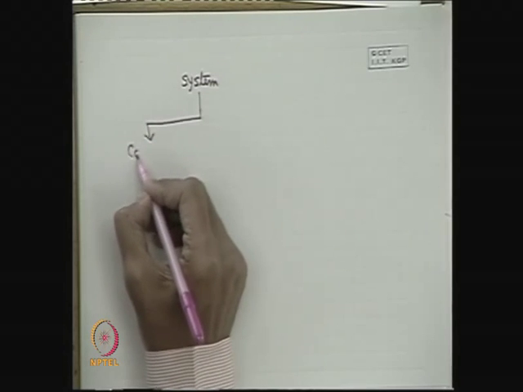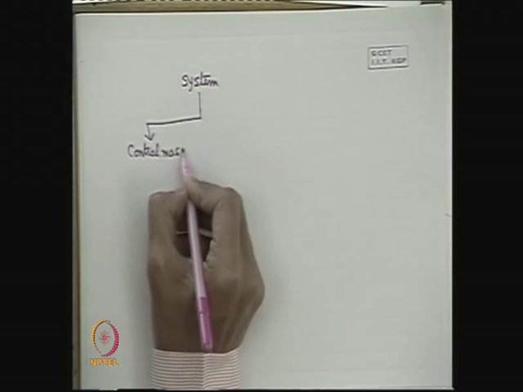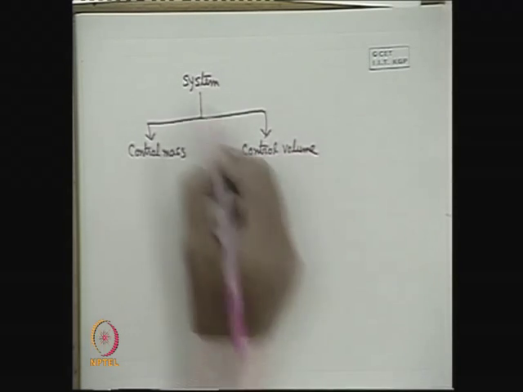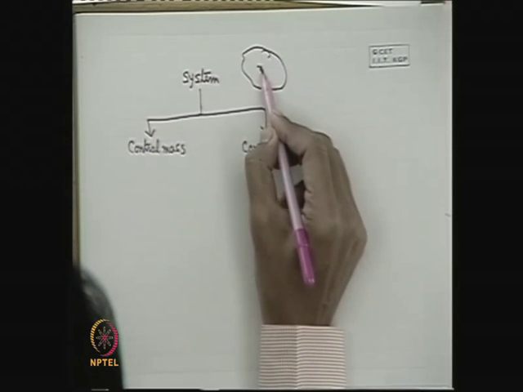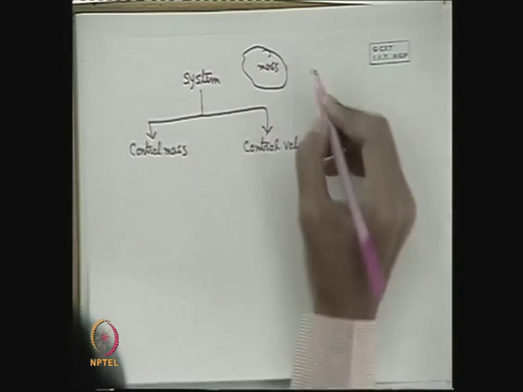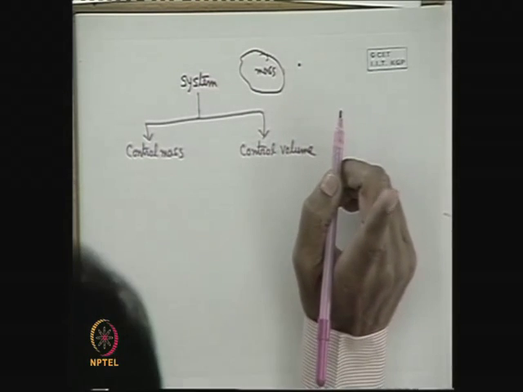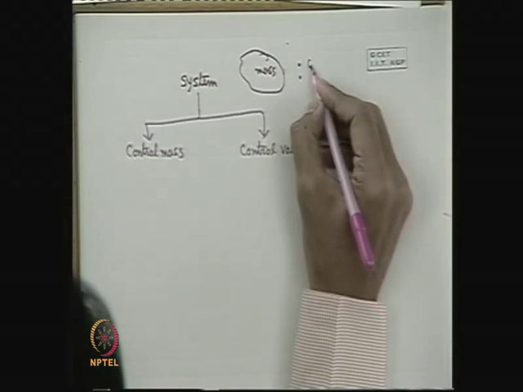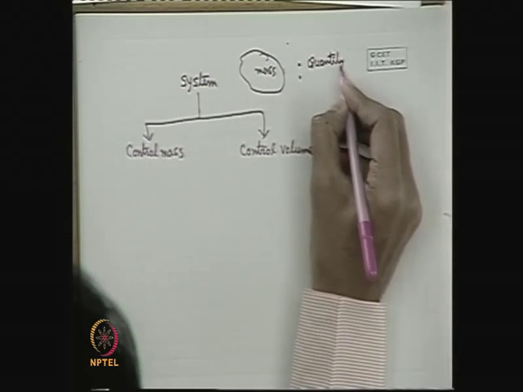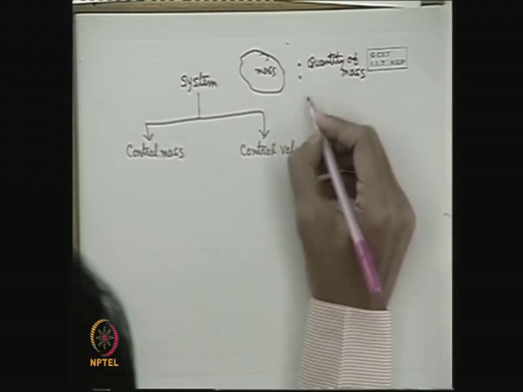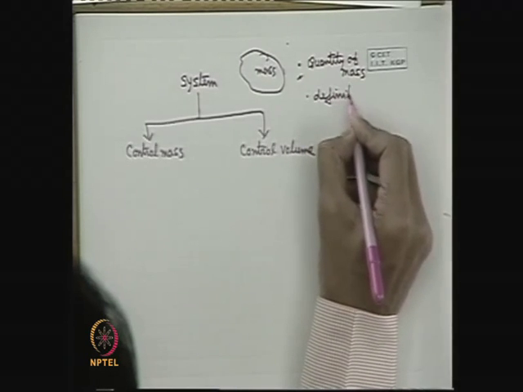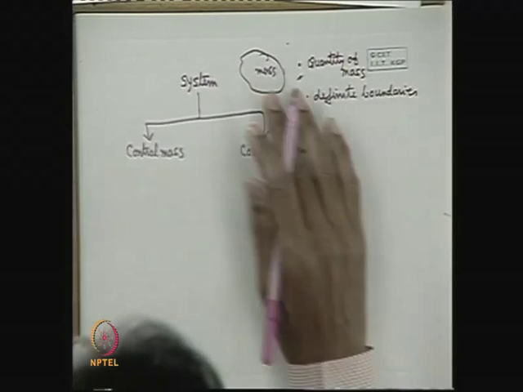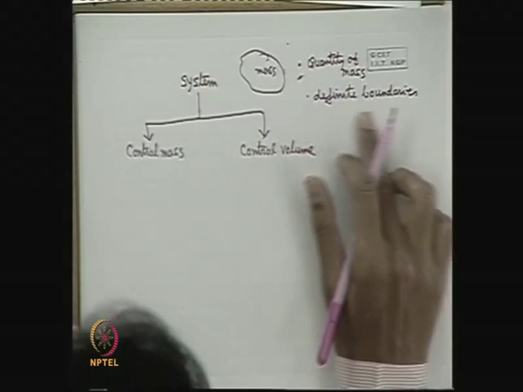One is the control mass system, another is the control volume system. How do you define a system? A system is a definite quantity of mass within a fixed boundary. That means the two very interesting characteristics of a system are a definite quantity of mass, and that it is separated from the outside by a definite boundary. So quantity of mass and definite boundaries are the two characteristic features of a system. So a system is defined just like that. It is a definite quantity of mass at any instant, bounded by definite boundaries.